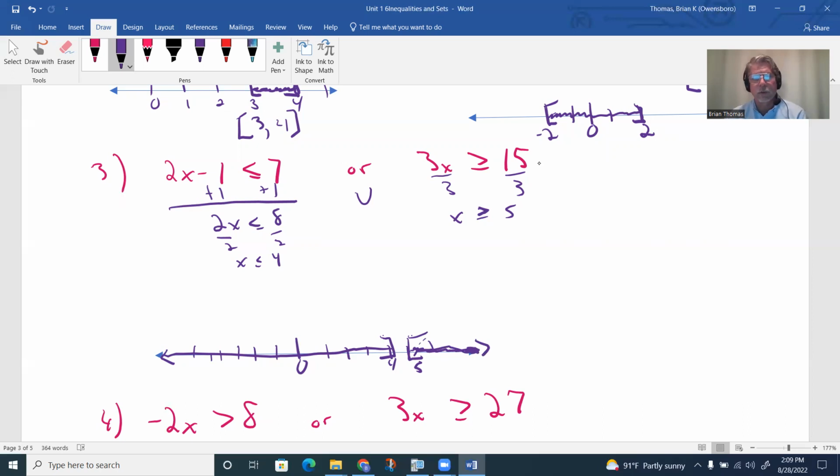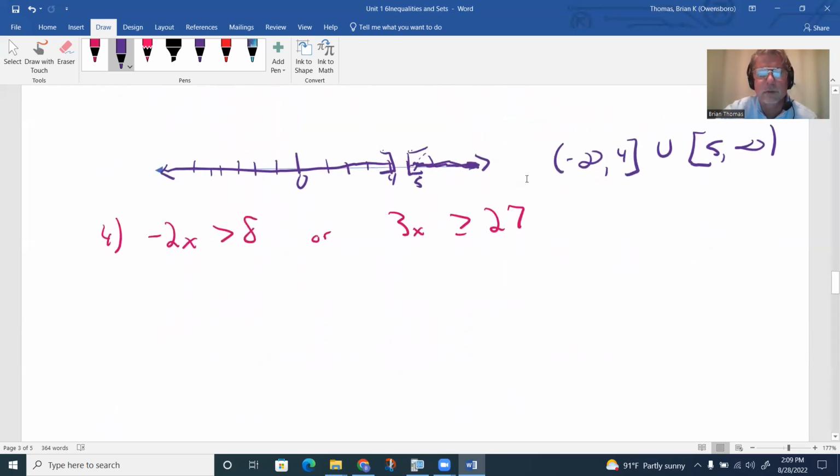So for those inequalities, the first one I would have is negative infinity to 4 with a bracket, in union with 5 to infinity, like so. So that would be what we call our interval notation.